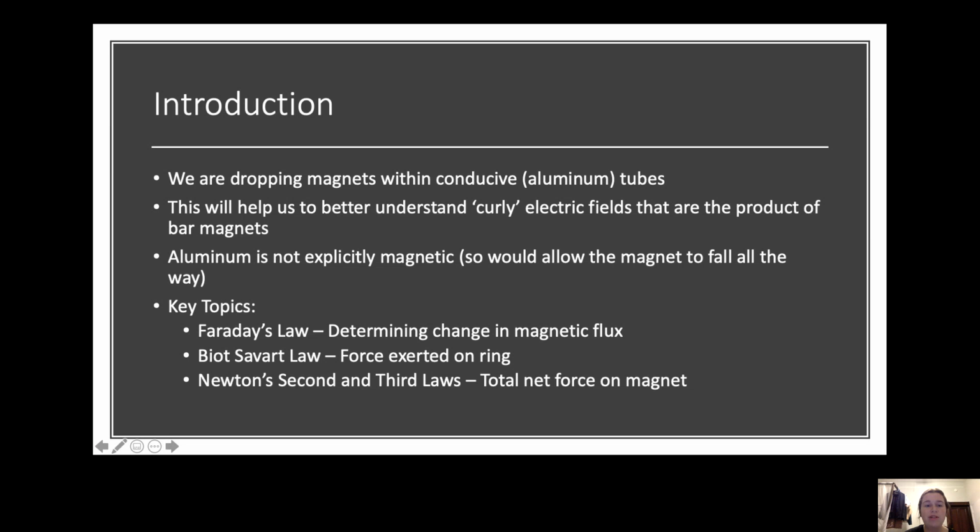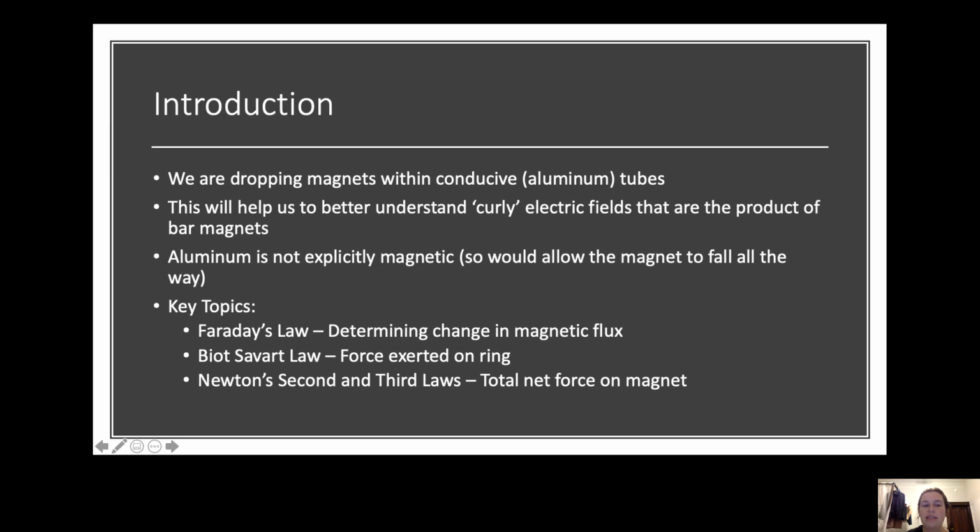For an introduction, today we're dropping magnets into a conductive aluminum tube. This helps us better understand the curly electric fields that are the product of bar magnets, and because the aluminum is not explicitly magnetic, it's actually going to allow the magnet to fall all the way down.